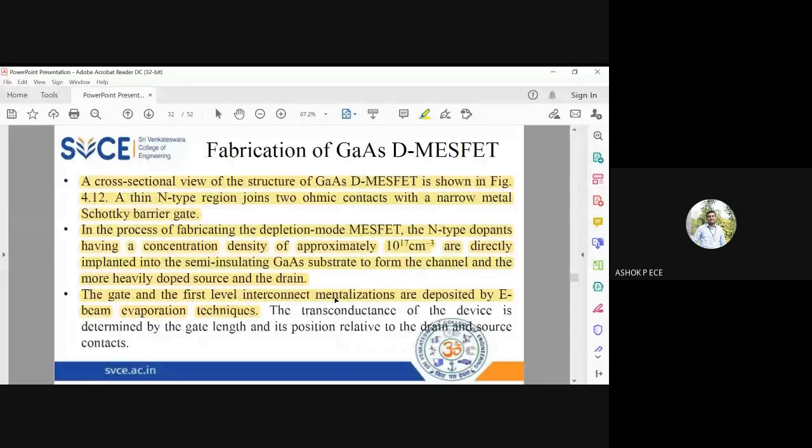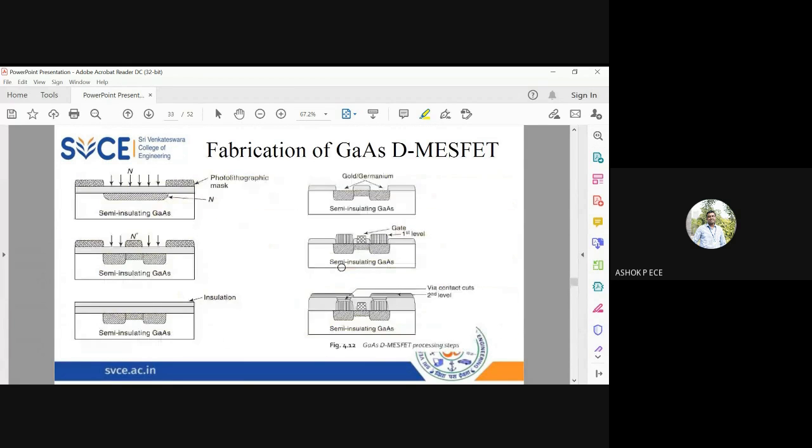The transconductance of the device is determined by the gate position and the distance between the contacts. Transconductance is going to be dependent on the gate length. So gate length plays a very, very crucial role, and we know that for MESFET, the gate length was fixed to be 0.5 mm. You remember that it is 0.5 mm. So that is going to determine the parameters of D MESFET.